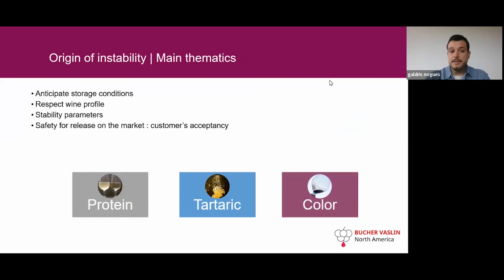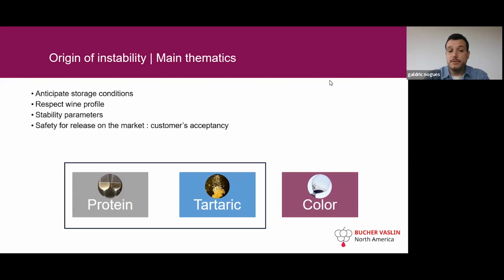So there are different instabilities. We've been speaking about protein, tartaric, and color. Today, we will focus only on two: proteins and tartaric. We'll quickly mention the color in the second part of the presentation, because the tartaric and the color instabilities are very well connected when it comes to red and rosé wines.